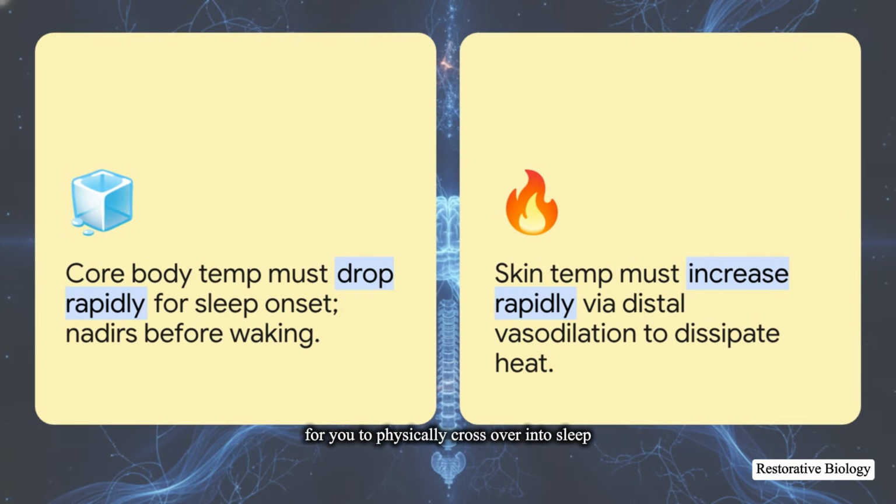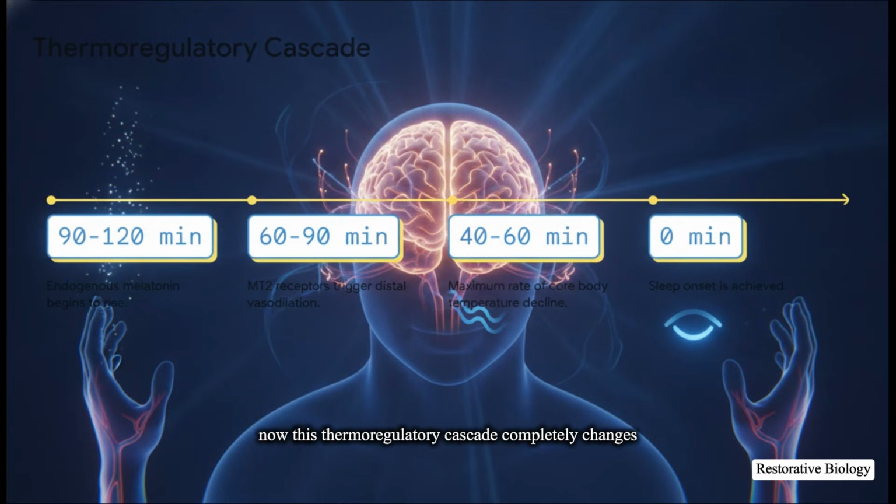For you to physically cross over into sleep, your core body temperature absolutely must drop. But basic physics dictates that to lose core heat, that heat has to go somewhere, right? So, your peripheral skin temperature, specifically in your hands and feet, must rapidly increase in order to radiate that heat outward into your environment. Now, this thermoregulatory cascade completely changes how we need to view melatonin. We always hear about it as the sleep hormone, but really, it's a master thermoregulatory cue.